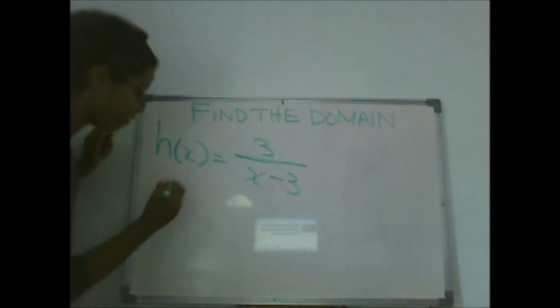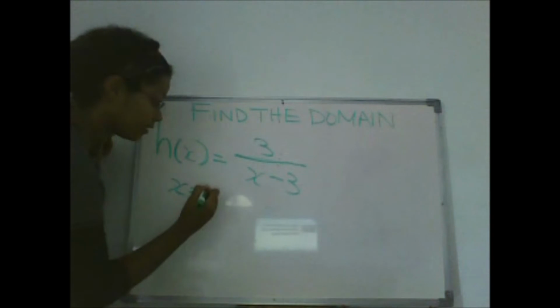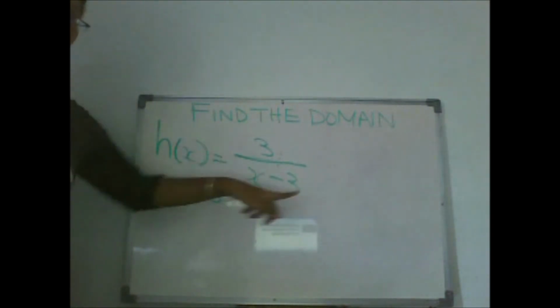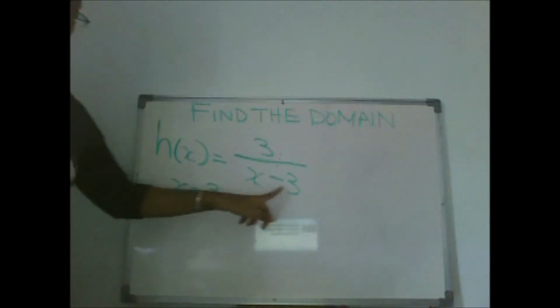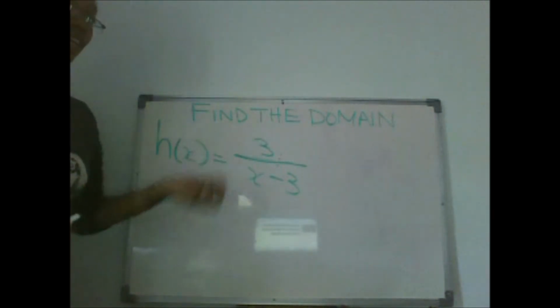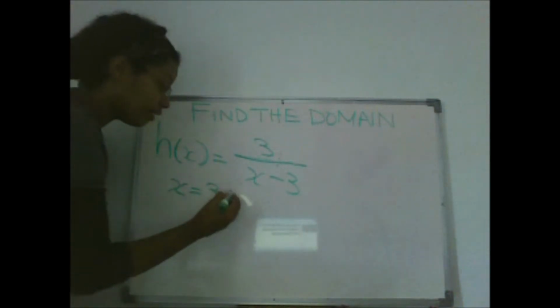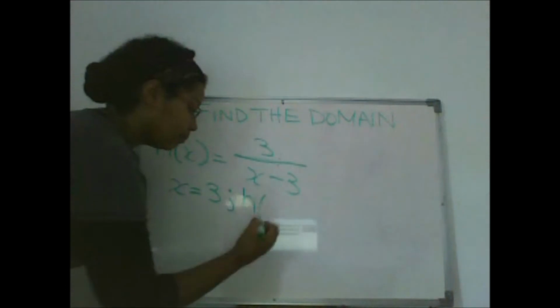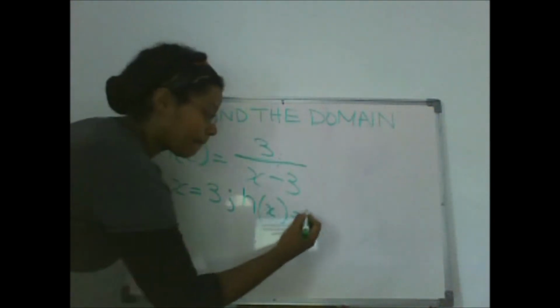As you can see here, if x is equal to, for example, 3, then the bottom would be equal to 0 because 3 minus 3 is 0, which would leave the equation being 3 divided by 0. And we know that any number divided by 0 is undefined.